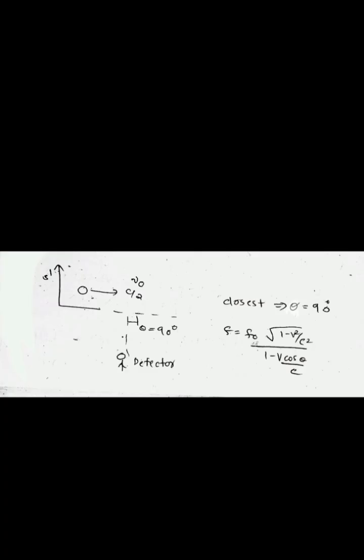So here f, that is the observed frequency at the detector, is equal to f0. Here f0 is the frequency of the gamma rays in its rest frame. So here f0 is equal to nu 0. So the equation is f is equal to f0 into square root of (1 minus v square by c square) divided by (1 minus v cos theta by c). But here theta is equal to 90 degrees. So f is equal to f0 into square root of (1 minus v square by c square).